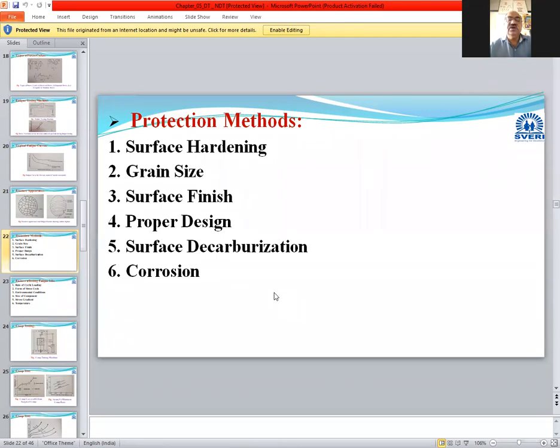So these are some protective methods in our engineering field: surface hardening, grain size, surface finish, proper design, and avoiding decarburization and corrosion. This is very important while protecting any component from the atmosphere.